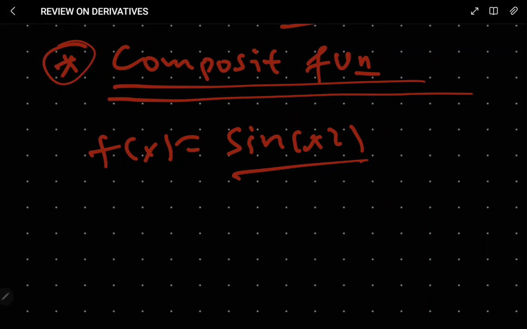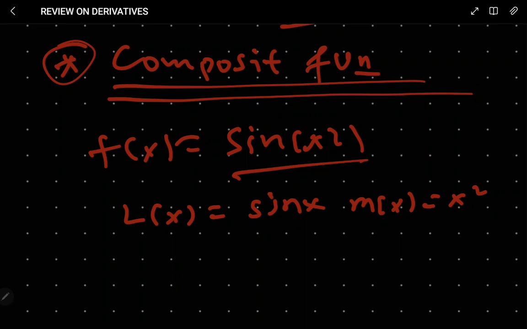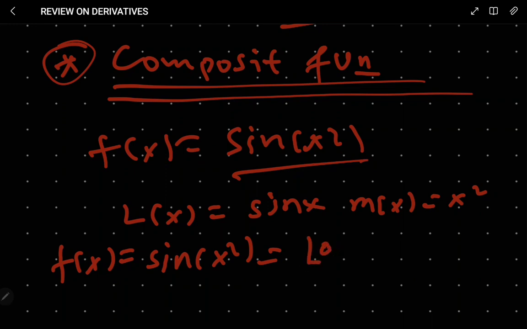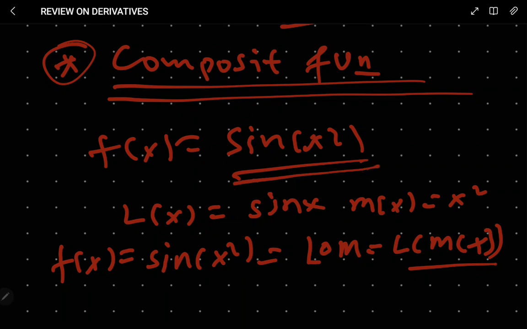I can call the first one L of x. L of x is sine x, and the other one may be m of x, which is x squared. I hope you can see that f of x, which is sine of x squared, is the same as L of m of x. So this is a composite function. It is very important to split a given expression into a composite.